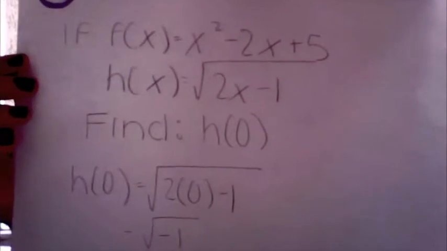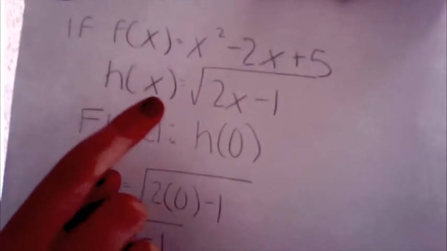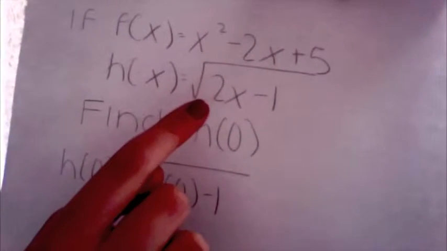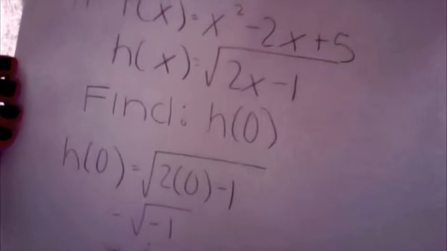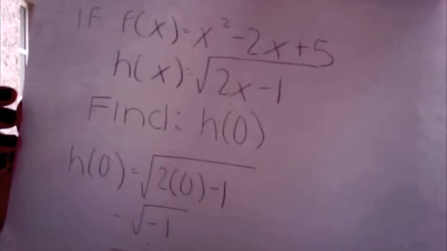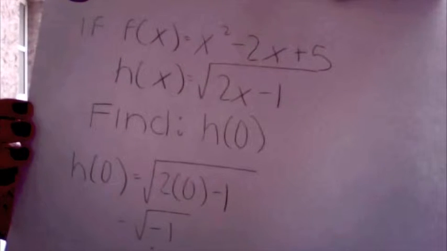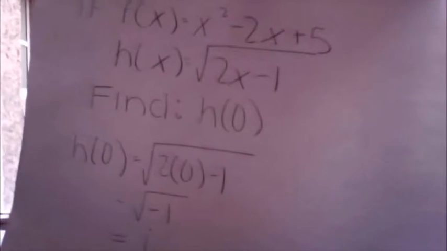Problem 84 is the same as problem 83. If f of x equals x squared minus 2x plus 5, h of x equals square root of 2x minus 1, find h of 0. So h of 0 equals square root of 0 minus 1, because we substitute 0 for the x. And then we get square root of minus 1, which is i, an imaginary number.